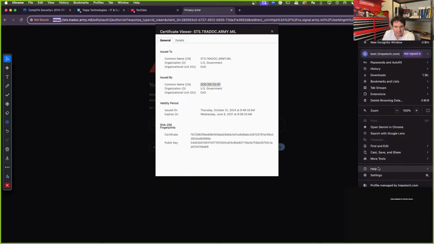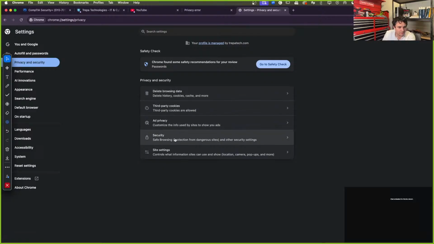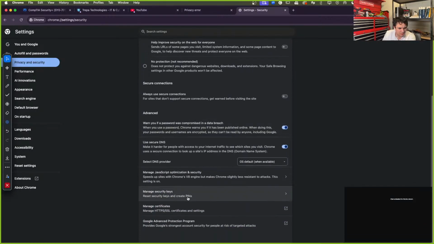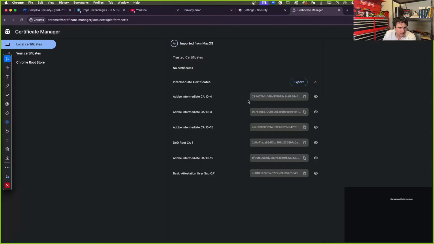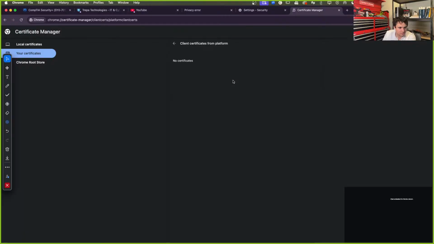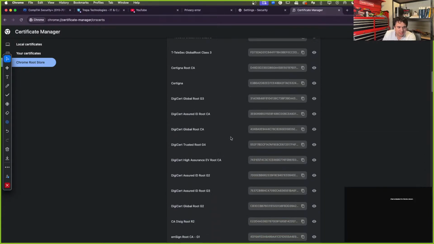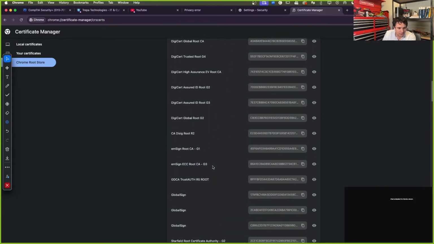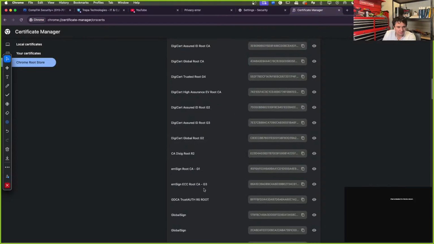Now, if we go to the settings in Chrome, hopefully I remember how to do this. Privacy, security, manage certificates. Chrome root store. Okay, here we go. That DoD one isn't there. So remember, this is going in alphabetical order. So let's see. This was issued by DoD SWCA 67. That's the issuing certificate authority. I don't see that here.